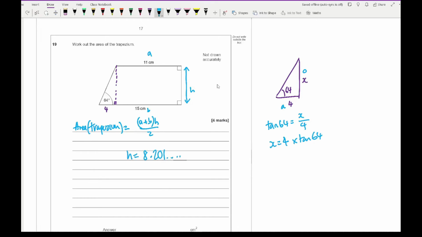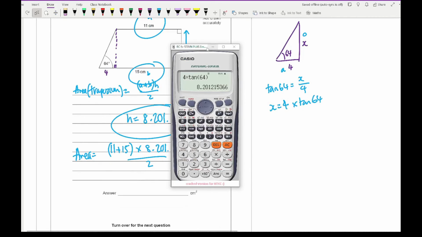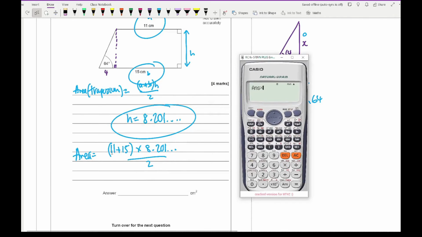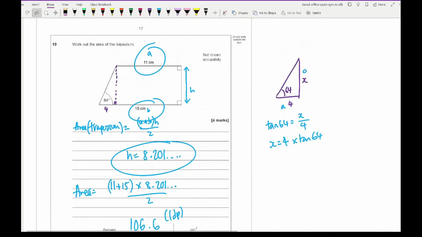So now I've got my 3 components, I can substitute them into the formula. The area is going to be equal to 11 plus 15 multiplied by 8.201, all divided by 2. If I get the calculator back out, I've already got that in, so I'm going to multiply that by, 11 plus 15 is 26, equals, divided by 2, and it gives me an answer of 106.6 to 1 decimal place. Let's just double check, no, it doesn't say anything about rounding.